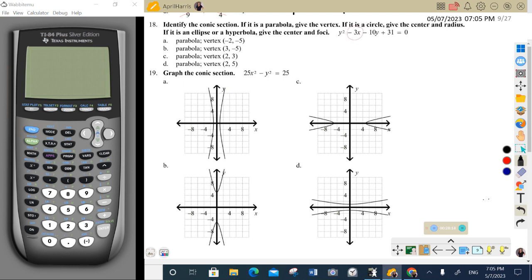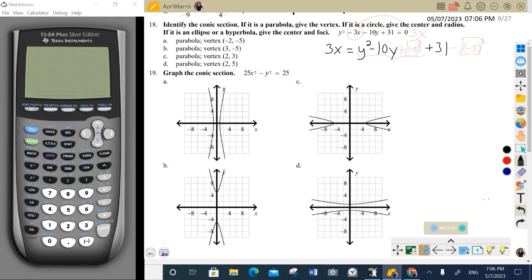The fastest way to get x by itself, we want to move negative 3x to the right. It becomes positive 3x. And now I'm going to flip the sides of the equation. So I'm going to have 3x equal to y squared minus 10y. Leave a space. And then the plus 31. So I'm going to complete the square on the y's. I'm going to add a box, and I'm going to subtract that box on the same side. Half of b is negative 5, so we have negative 5 squared. Negative 5 squared right there.